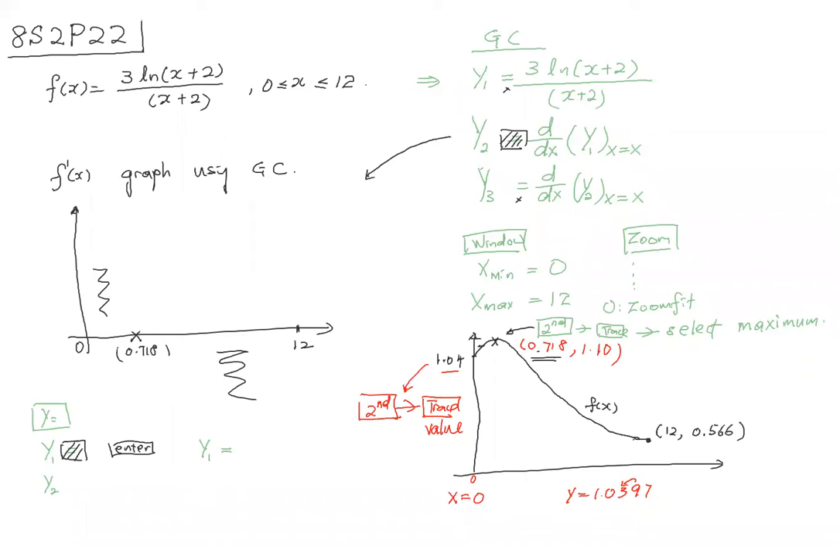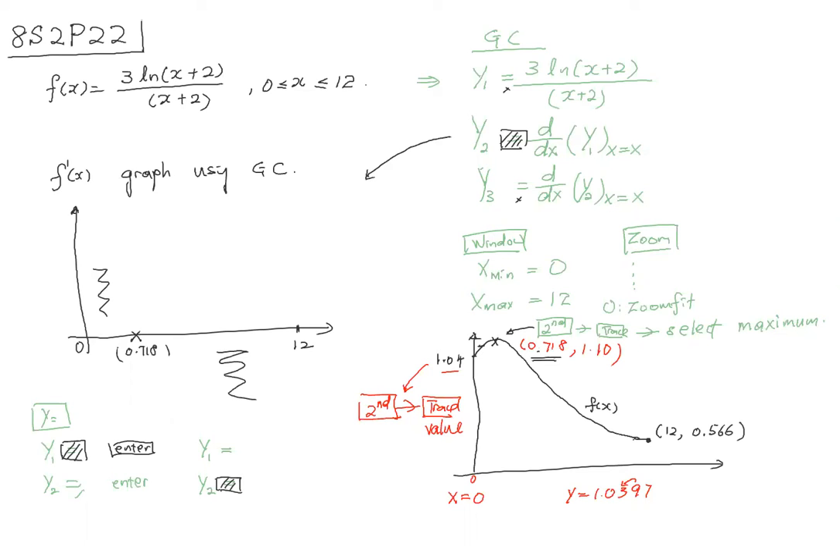Then after that, you bring your cursor to your y2. Your y2 is not highlighted, correct, at the beginning. So you bring your cursor to here, then you put enter. Then your y2 will be highlighted. It will be black. Are you okay so far?